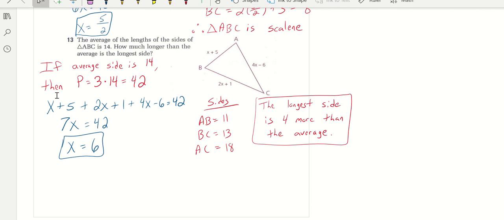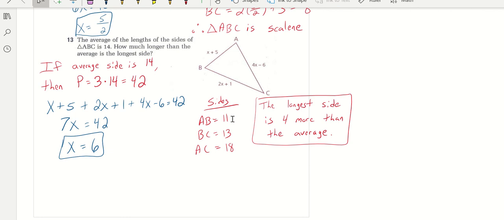So check this out. The three sides added together, x plus 5 plus 2x plus 1 plus 4x minus 6, that equals your perimeter, which we calculated is 42. 3 times the average gives you the perimeter, so 42. We're able to solve for x equals 6. Once we know x, now we can find the exact side lengths.